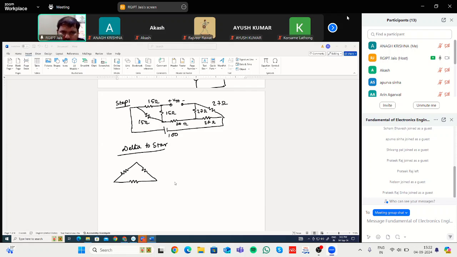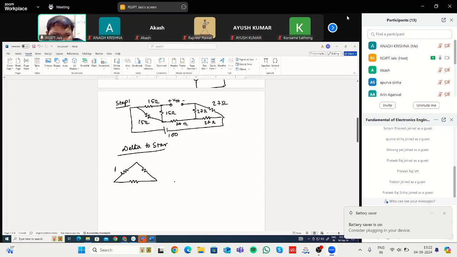Yeah. So for others, let us first study how to transform from delta to star. It will be very easy. It will be very important for your future also, in AC circuits and everything. Okay. So let us consider this as RA, this as RB, this as RC. This is your node 1, this is your node 2, this is your node 3.